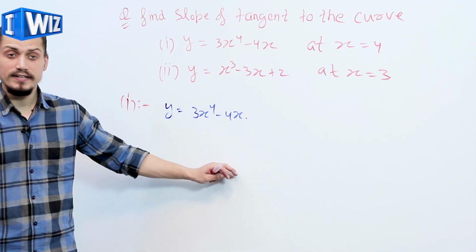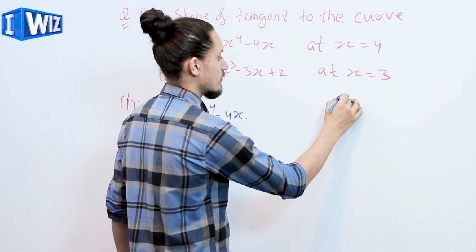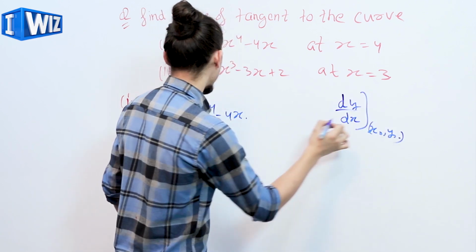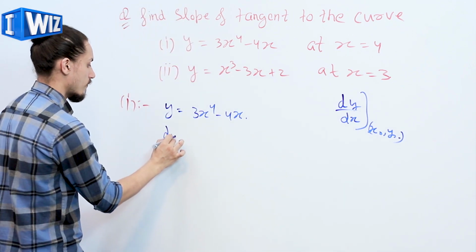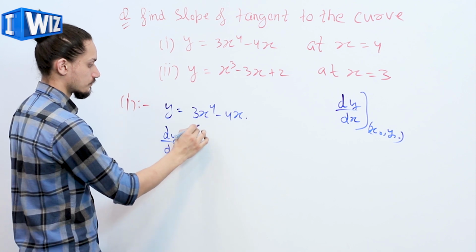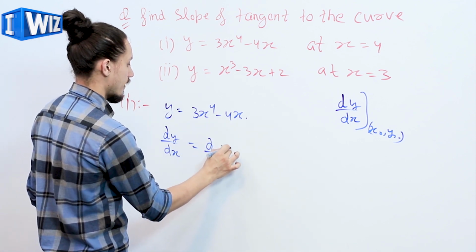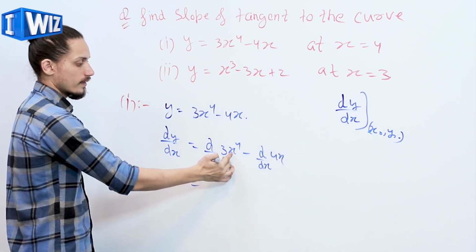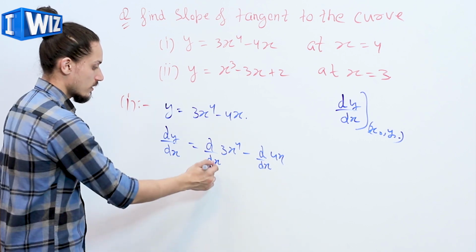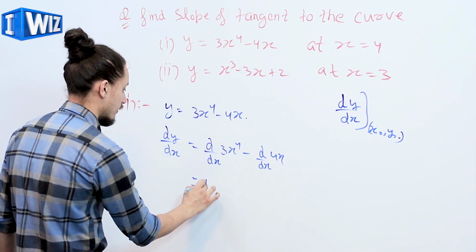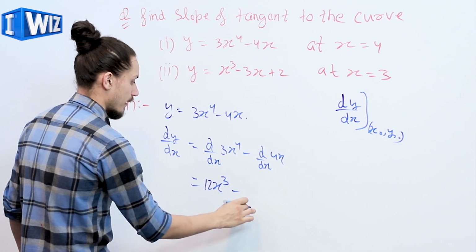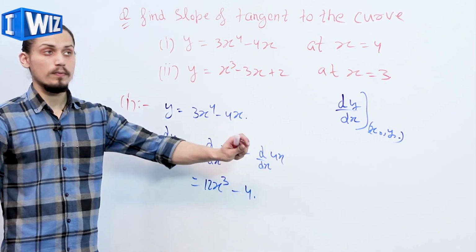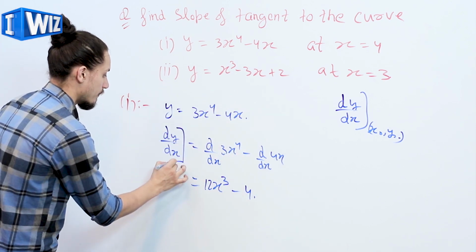Now the slope of the tangent to a curve y is equal to f(x) is given as dy/dx at (x0, y0). So we have to find its derivative. We get dy/dx is equal to d/dx of 3x raised to power 4 minus d/dx of 4x. The derivative of x to the 4 is 4x raised to power 3, so multiplying by 3 we get 12x raised to power 3, minus the derivative of 4x, which is 4.